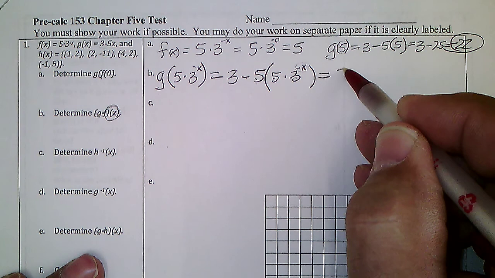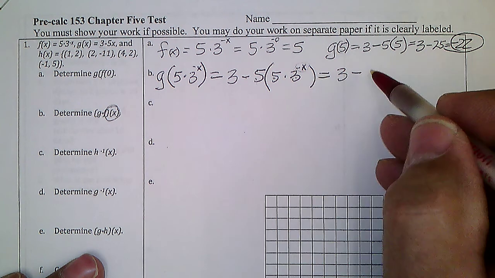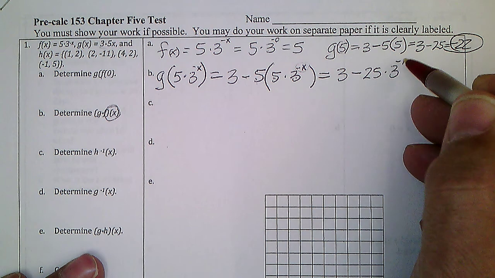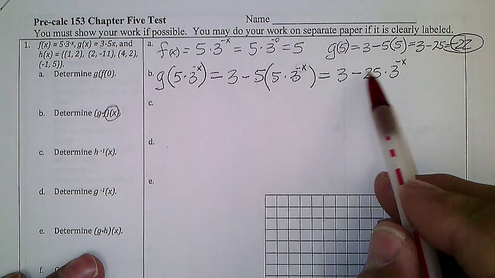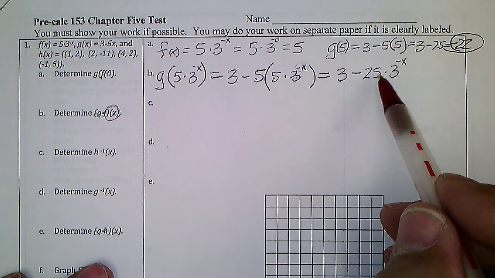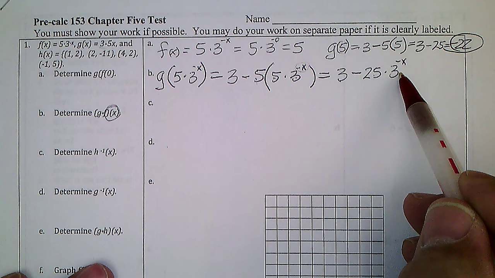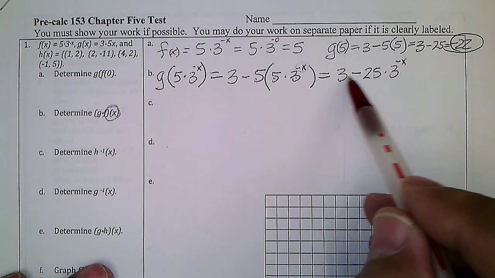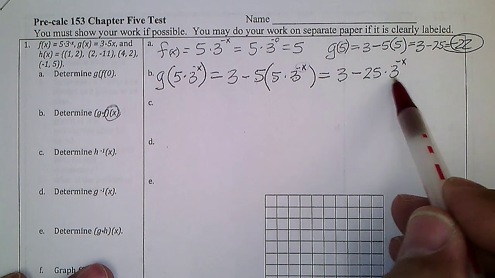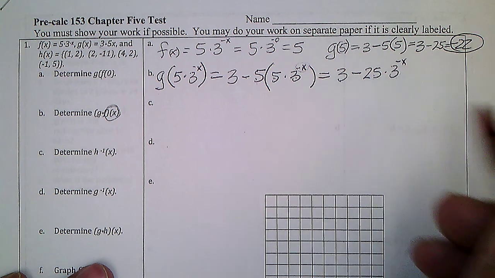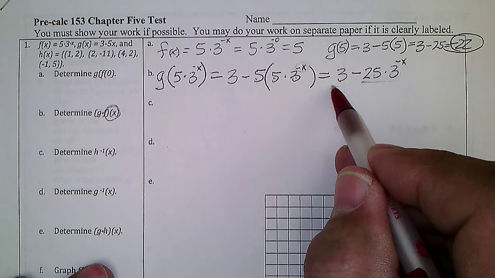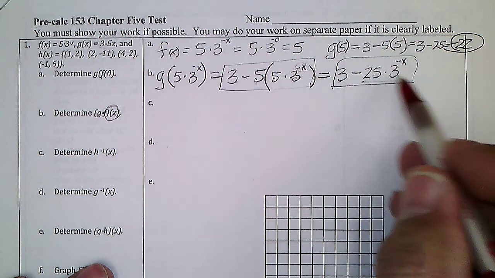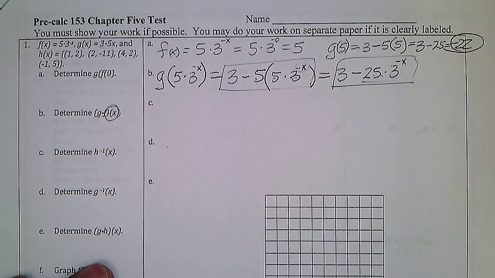You can do 3 minus 25 times 3 to the negative x, and a few people did 3 minus 25, but the 25 is times something, which we can't do because it's got a variable in it. So we don't do the subtraction because the multiplication has to come before the subtraction in PEMDAS. So this is as far as you can go. It would have been fine to leave it like this, but that's as far as you can go with it.